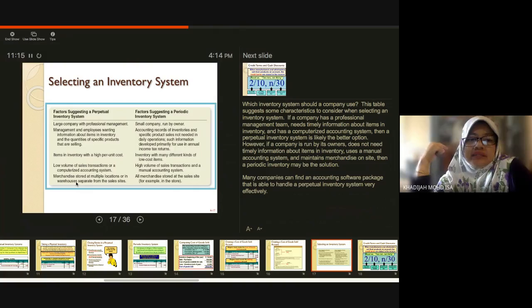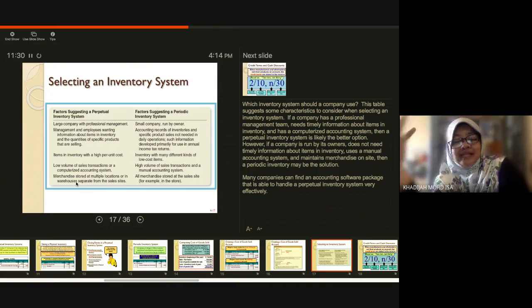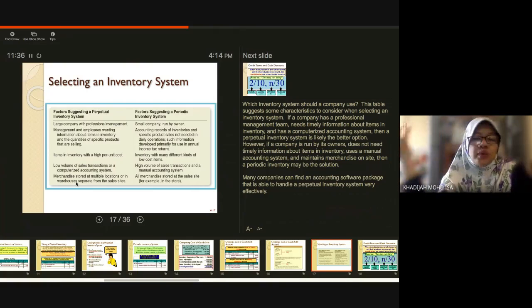Merchandise stored at multiple locations or in warehouses separate from the sales site. In this case, we are talking about big companies that have many warehouses that keep all the inventory. In order to standardize the system and to know at any point of time how much inventory there is across all the warehouses, you will have to use perpetual. And in order to do that, you have to use a computerized system.